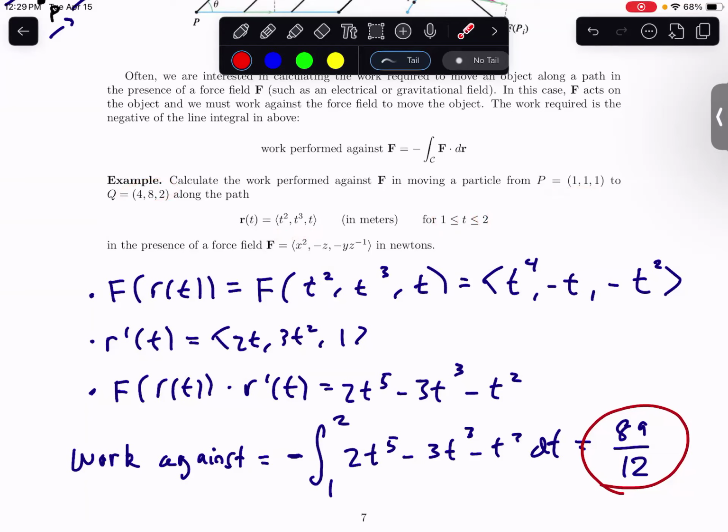Yeah, but we'll see in the next section that sometimes the points do matter. Any other questions?